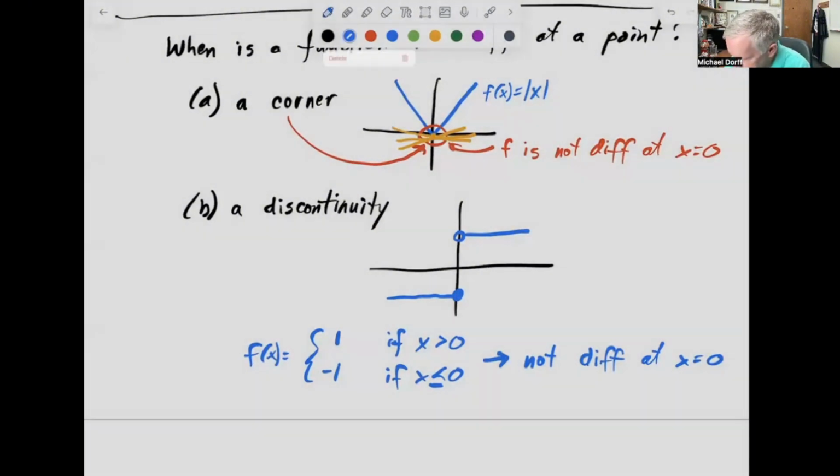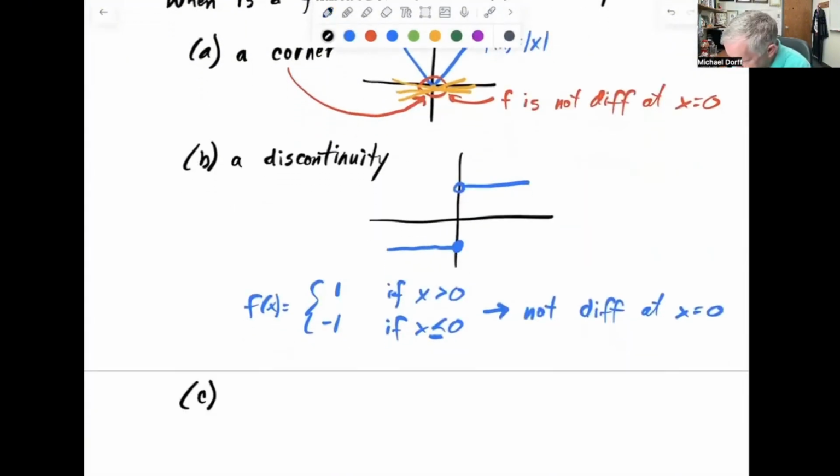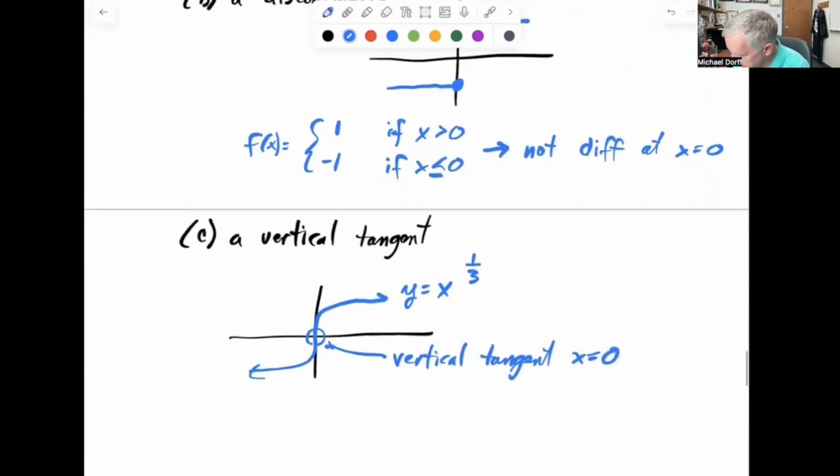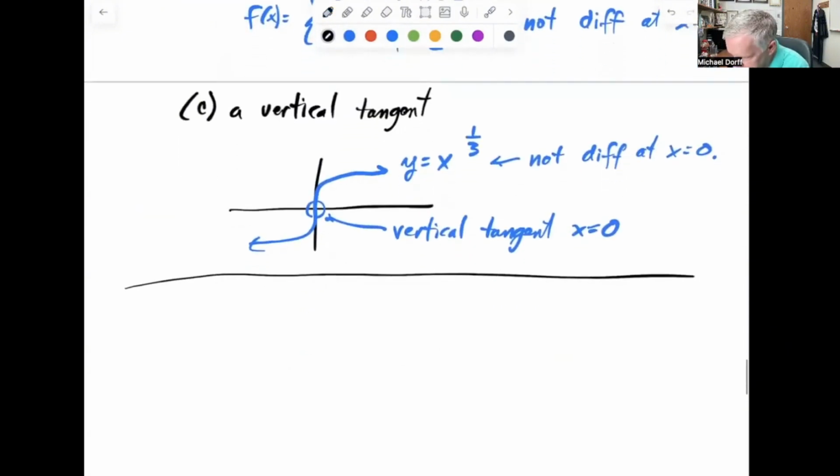And the third case where a function is not differentiable is at a vertical tangent. We've talked about horizontal asymptotes, but this is not a vertical asymptote, it's just a vertical tangent. What does a vertical tangent look like? It looks like this. A function that represents that is x to the 1/3. This has a vertical tangent at x equals 0, so it is not differentiable at x equals 0. Those are three cases where a function is not differentiable.